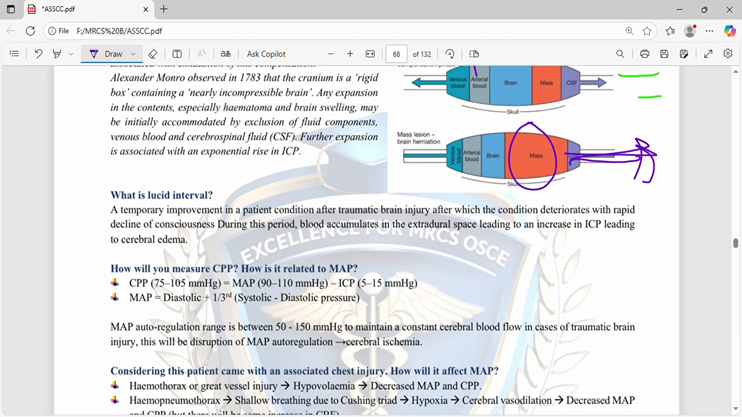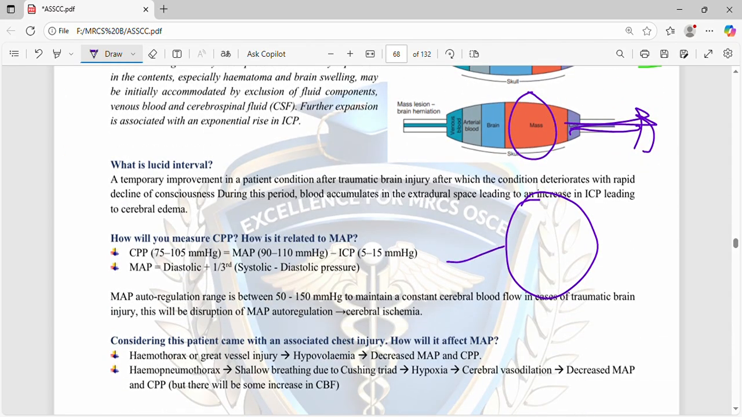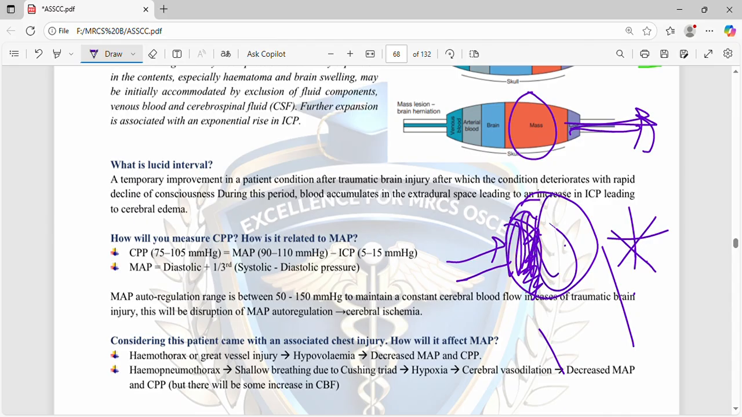So let's suppose we have this brain and there is trauma to the skull. At first, when there is trauma, there is traumatic loss of consciousness, but after this loss of consciousness, there is a brief normal interval, and during this time the blood accumulates and then compresses the parenchyma again, and the patient will get worse again.